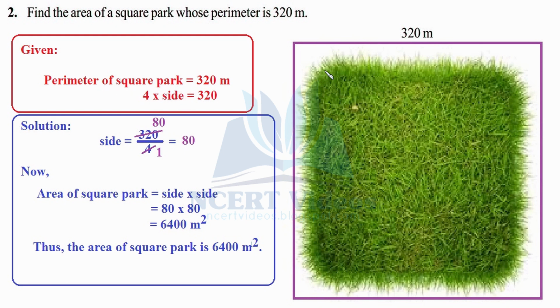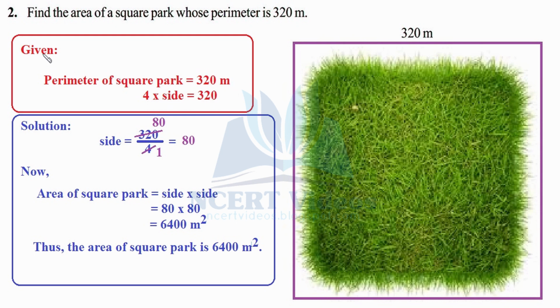How? Perimeter is the distance which is enclosed by any closed figure. This is the definition. And what does it mean? It means that if you walk from this point and keep walking along the outer part of this park, that will give you perimeter. So 4 into side, why? Because it's a square and all the 4 sides are of equal length. Therefore 4 into side, that is 320 meter, that is given to you.